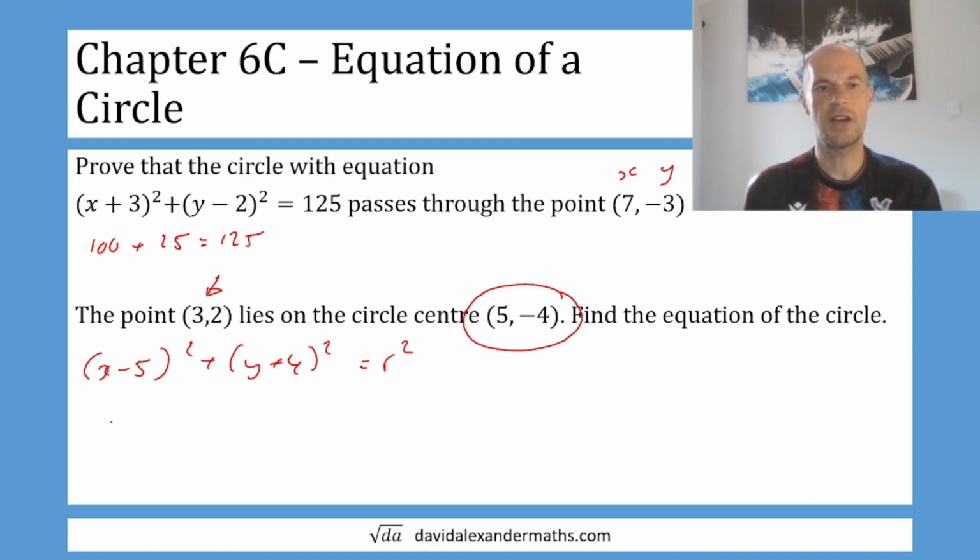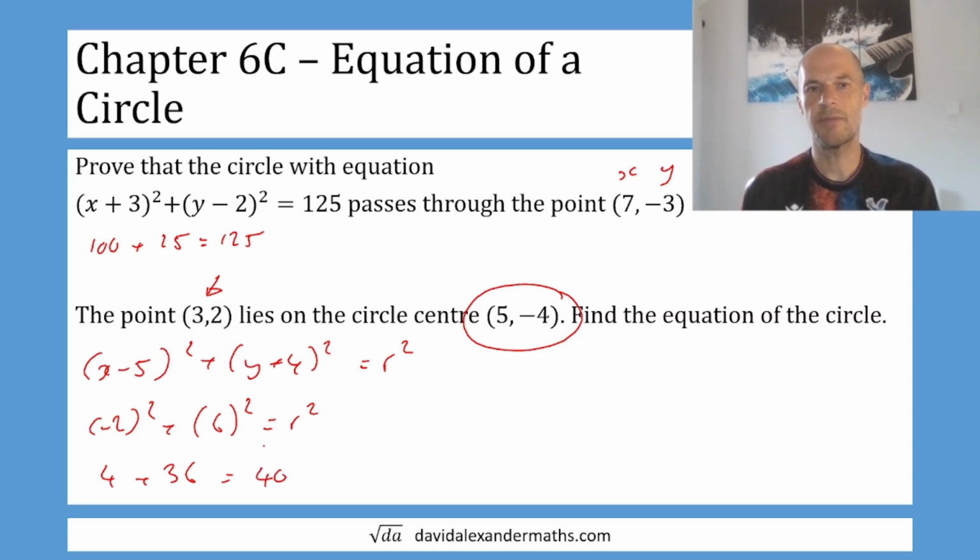So 3 minus 5 is −2 squared, plus 2 plus 4, which is 6 squared, equals the radius squared. So −2 squared is 4, plus 36, so therefore r squared is 40. Now some people get a bit confused here. Remember, the equation of a circle is some stuff equaling the radius squared. Here the radius squared is 40, so therefore it's simply (x − 5)² + (y + 4)² = 40.